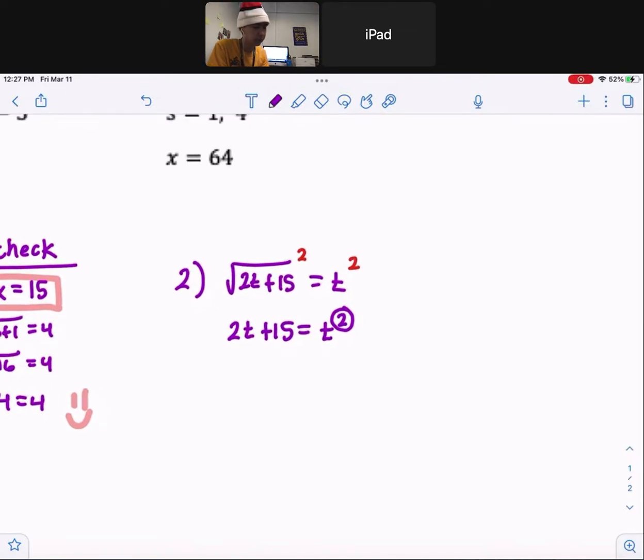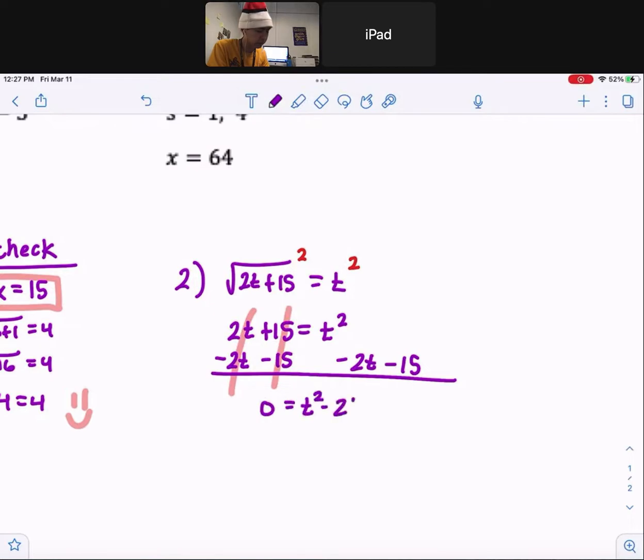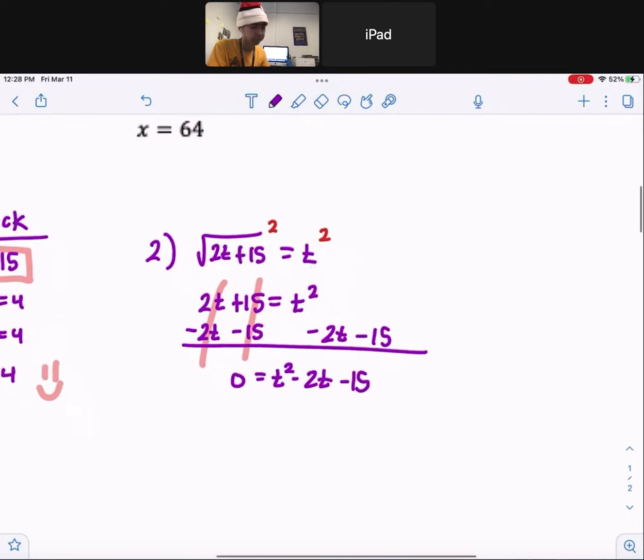So we need to set the equation equal to 0. So what I'm going to do is move both of these to this side because I don't like my leading coefficient to be negative. So 0 equals t squared minus 2t minus 15.